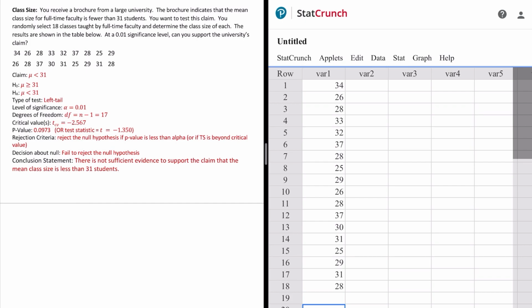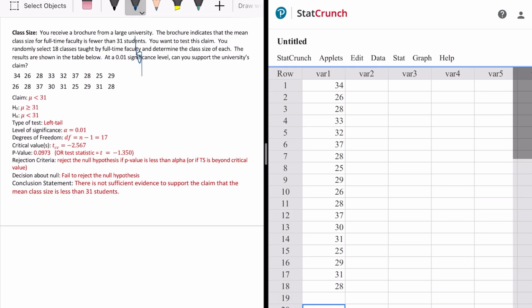Okay. So this is a situation where I'm given a set of data. Now, I could use summary stats to find the sample mean and the sample standard deviation, or I can just go to T-stats, just like we've done before, except instead of saying with summary, say with data.